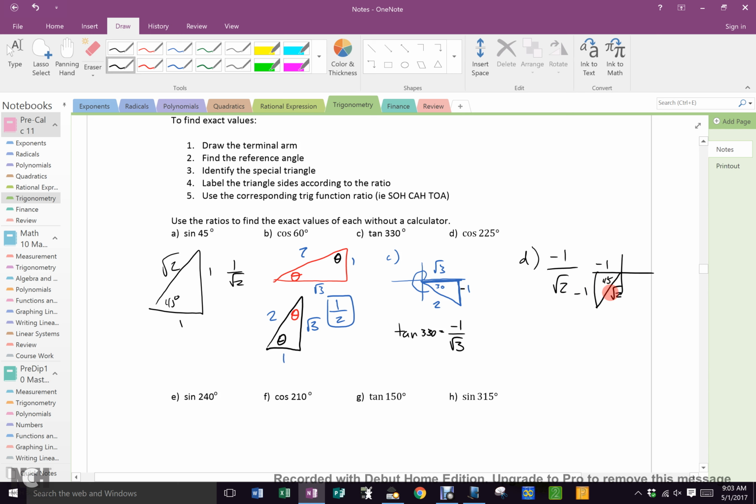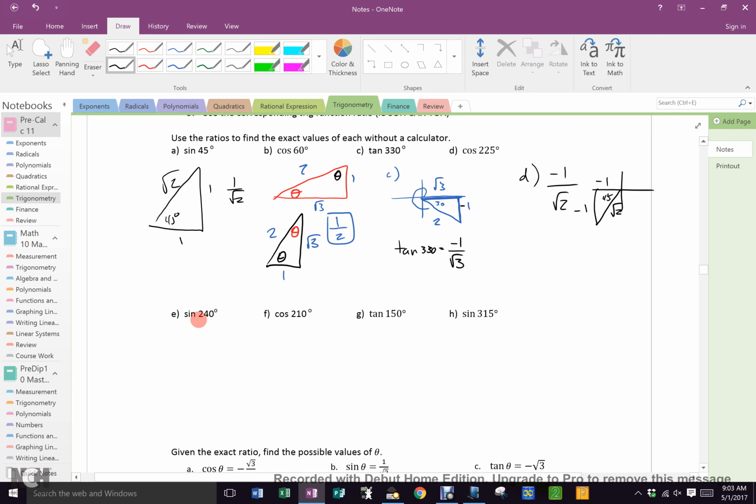Can everybody do D one way or the other? Either pulling it out of your head or drawing it. Great. So let's look at E. 240. Soon as you see 240, what kind of triangle is it? Has to be 30, 60, 90, yes? Okay. The 240 is what? The 240 tells me what? What quadrant it's in. What quadrant is it in, Joel? Third quadrant.